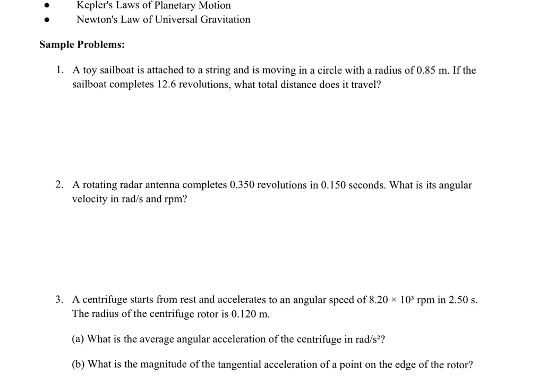So a toy sailboat is attached to a string moving in a circle with a radius of 0.85 meters. If it completes 12.6 revolutions, what's the total distance? What you need to remember is revolution versus radian. So if I have a revolution, in this case I have 12.6 of them. Each revolution is one circle. Remember, one circle in radians is 2 pi. So that's how far I have gone in radians.